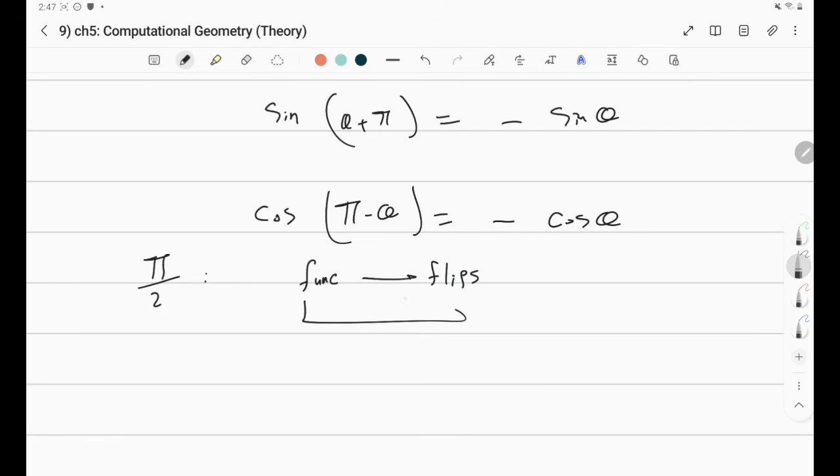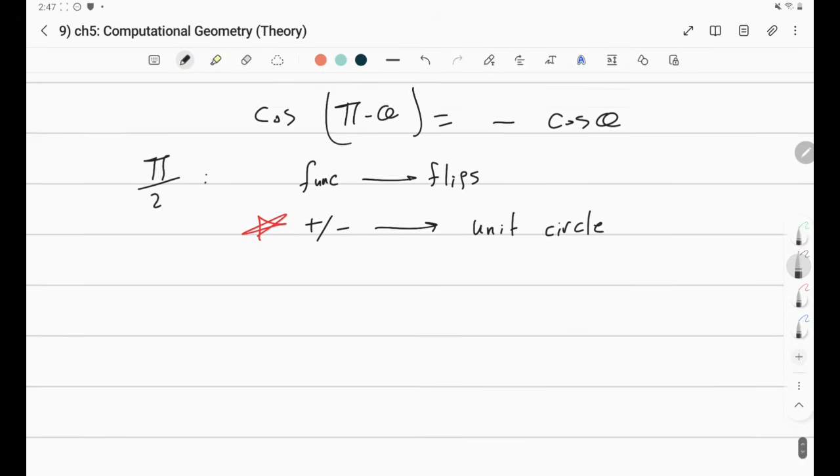So if it was a sine, it becomes a cosine. If it was a cosine, it becomes a sine. So simply just flip it immediately. Now to figure out the plus minus, the sign of this, just go to the unit circle again. So unfortunately now you just need to be careful here. Again, this will be your main concern, but here you just flip. Again, let's take some examples.